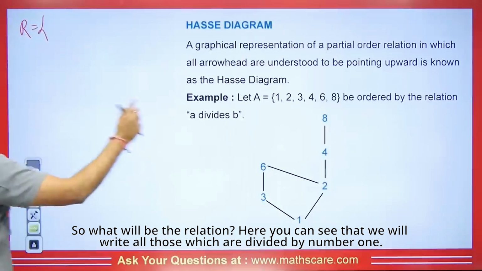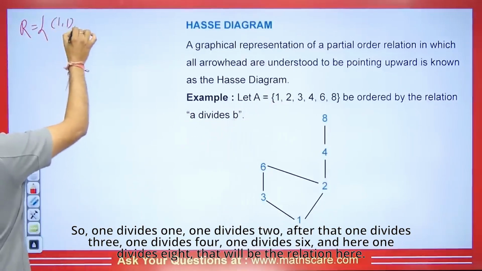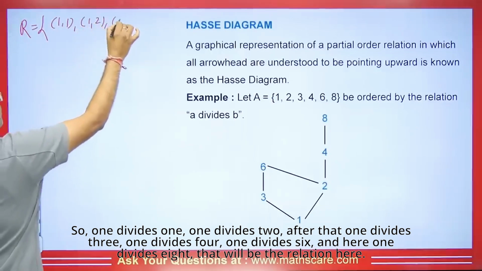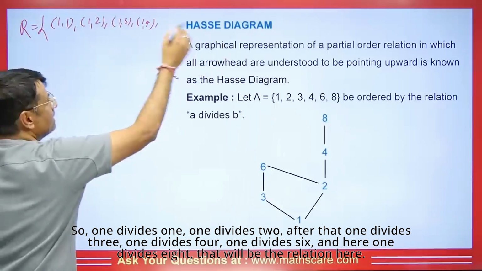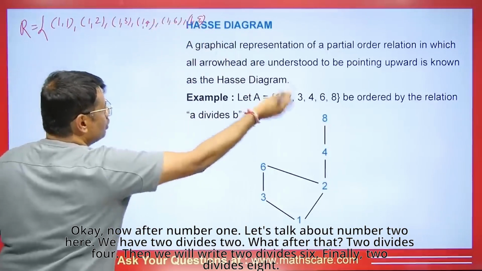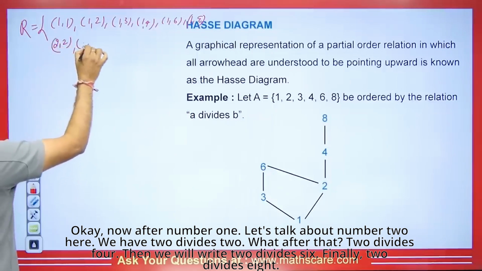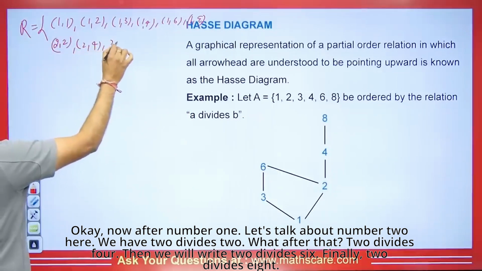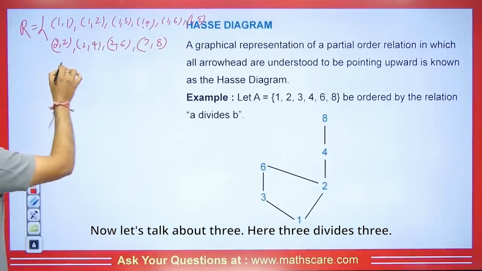Here you can see that we will write all those which are divisible by the number 1. So 1 divides 1, 1 divides 2, 1 divides 3, 1 divides 4, 1 divides 6, and 1 divides 8. That will be the relation here. Okay, now after number 1, let's talk about number 2. We have 2 divides 2, 2 divides 4, then 2 divides 6, and finally 2 divides 8.